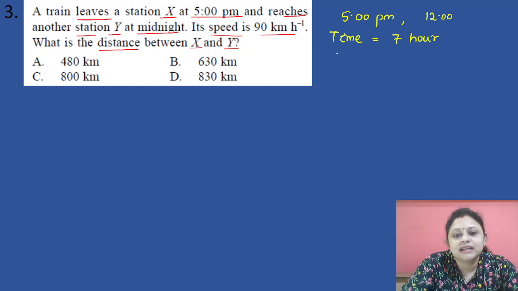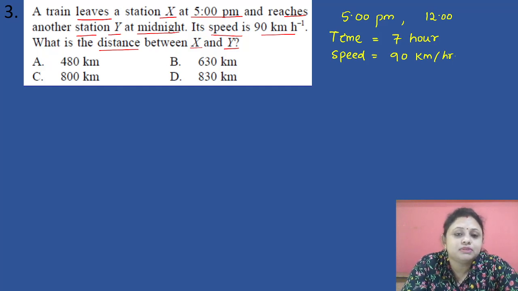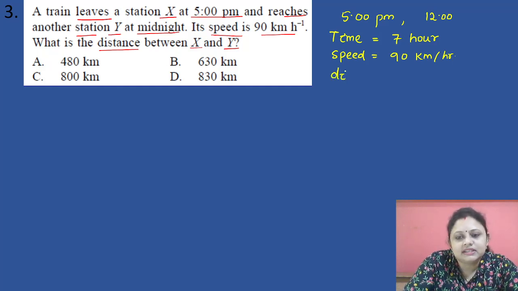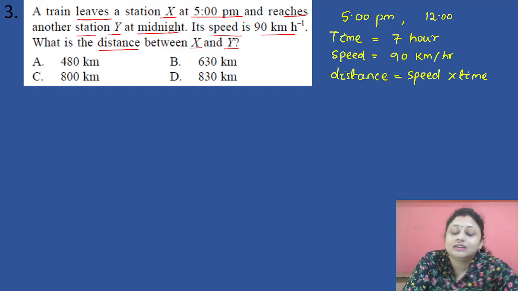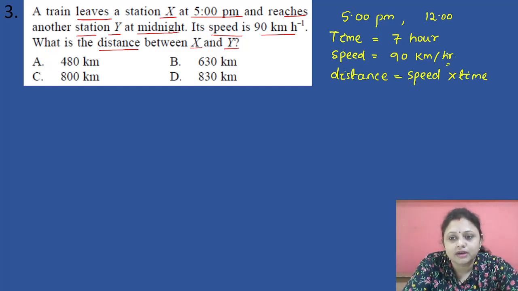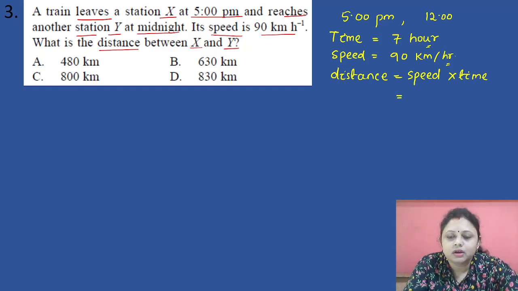Then its speed is 90 km per hour. So what we need to find out is the distance between X and Y. Can you tell me the formula of distance? Yes, distance is equal to speed into time. Now we need to check the units also. Here hours is there, here hours is there, so we can directly multiply. For multiplication or division, if we are using a formula, then we need to check the units first.